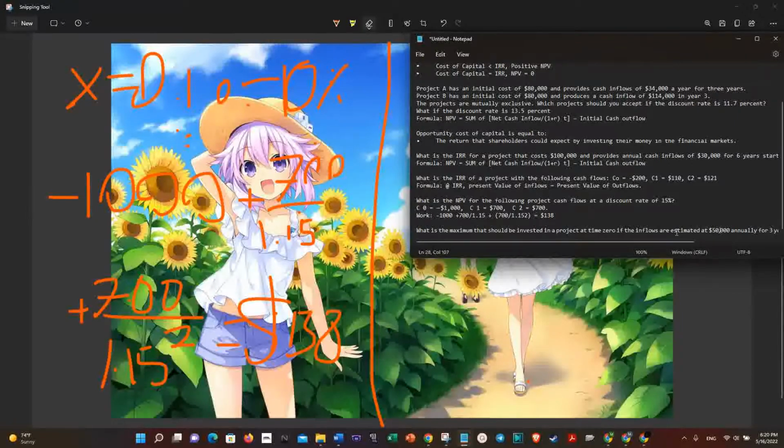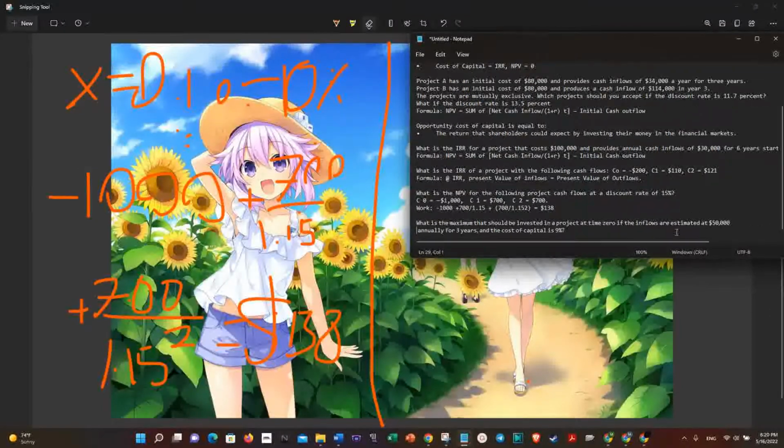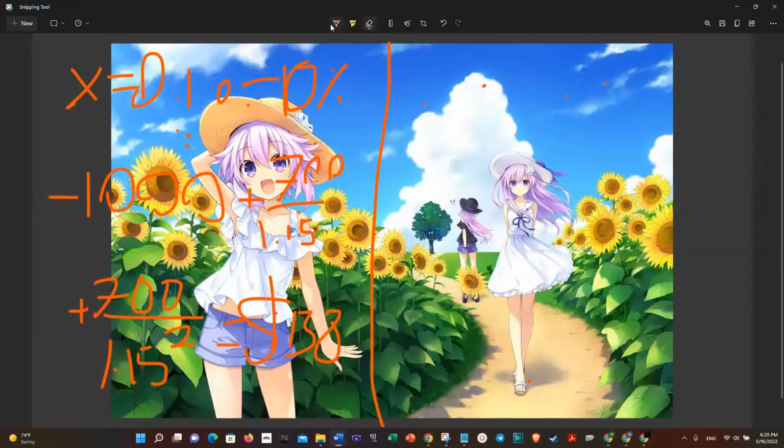What is the maximum that should be invested in a project at time equals 0 if the inflows are estimated at $50,000 annually for 3 years and the cost of capital is 9%? That's actually a really good question. Do you guys know the present value of annuity formula? Either of you? The value annuity. I don't think I do off the top of my head.